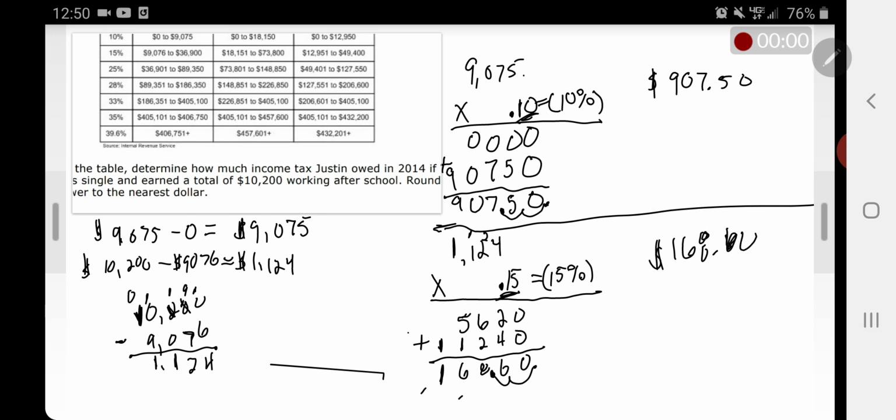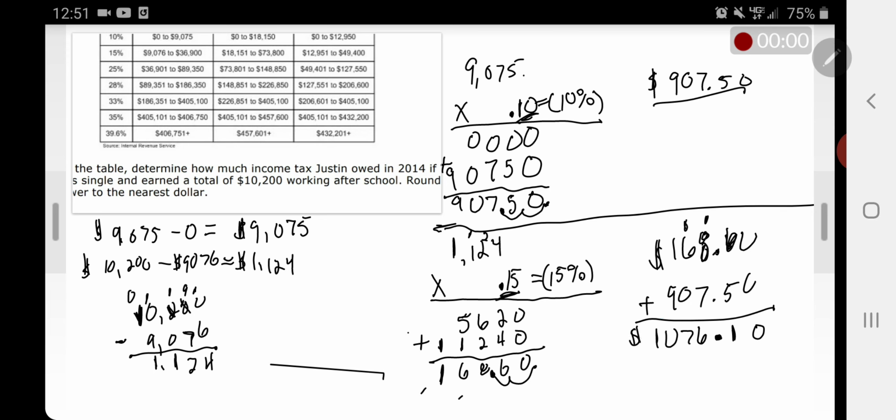So to find the total amount of federal tax he'll pay, we need to add up the 10% rate plus that 15% rate. So adding it up, 0 plus 0 is 0. 6 plus 5 is 11. Bring the 1 up. Go ahead and put the decimal down. Keep it all lined up. 1 plus 8 is 9. 9 plus 7 is 16. 1 plus 6 is 7. And 1 plus 9 is 10.